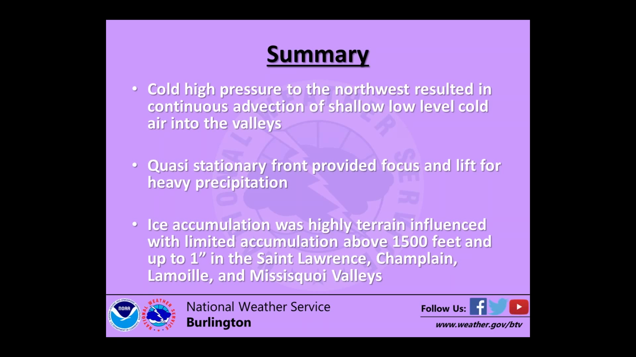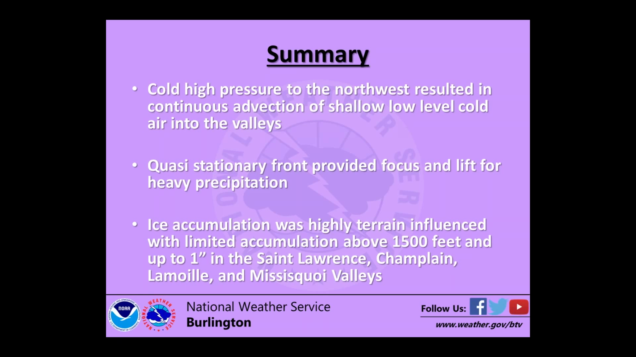So in summary, we had cold high pressure to our northwest, which resulted in continuous advection or filtering in of shallow cold air into the valleys. Then we had that front that provided lift for precipitation, and the ice accumulation was highly terrain influenced.